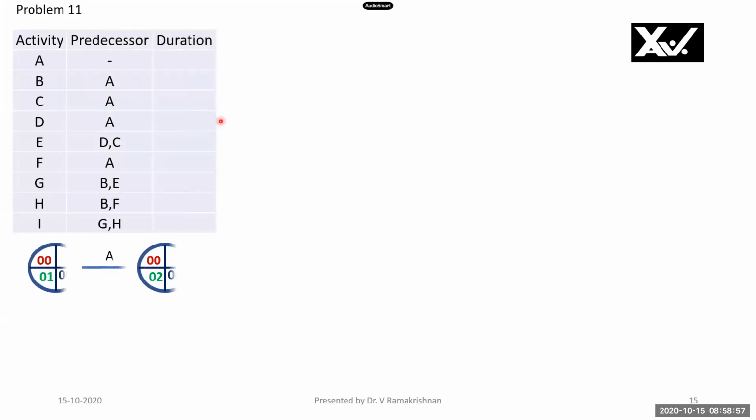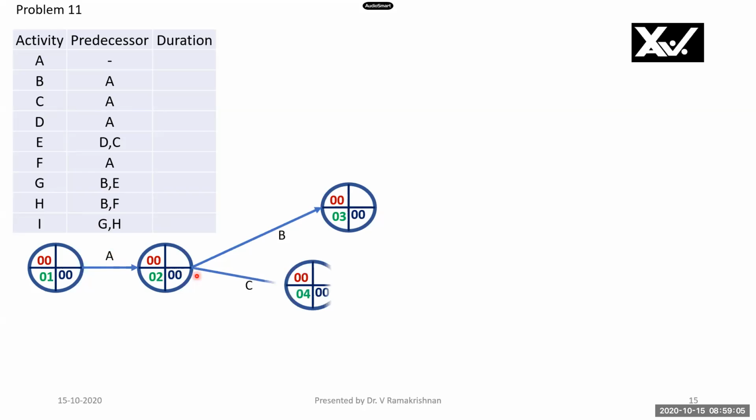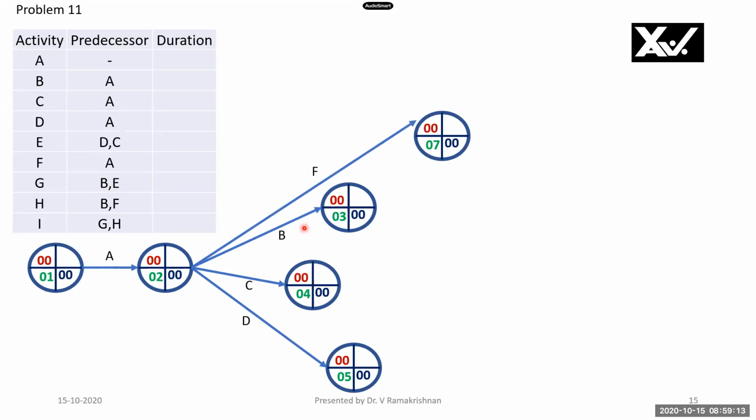Now, this problem we will see here. A is a starting activity, no predecessor. B, C, and D have A as a predecessor. So B, C, and D are the same. Then we will see that E has D and C as predecessors. F has A as a lone predecessor. Therefore, I have drawn F first. Now, C and D are predecessors to E.